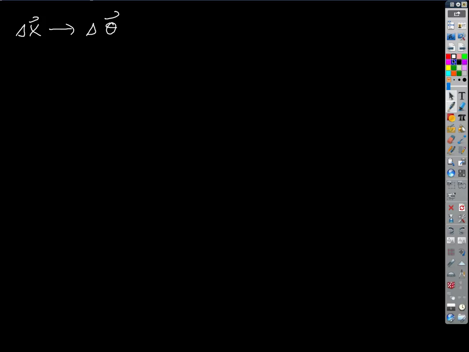Velocity in Linear Land becomes what in Anglevania? Angular velocity. And what's the symbol? It's not a W, remember what it is? It's kind of a W. It's omega. And we said that acceleration becomes what? Alpha.